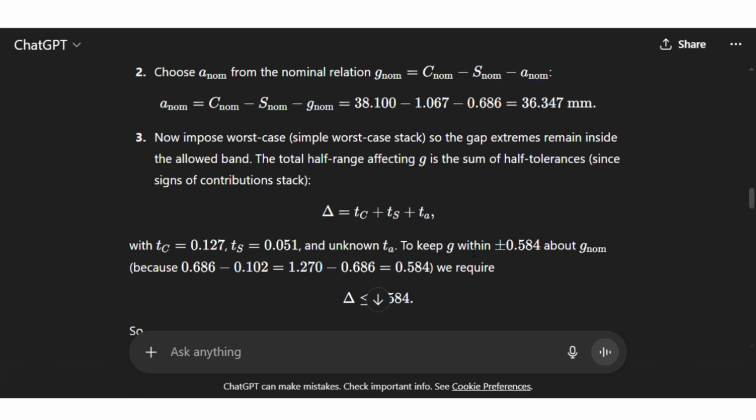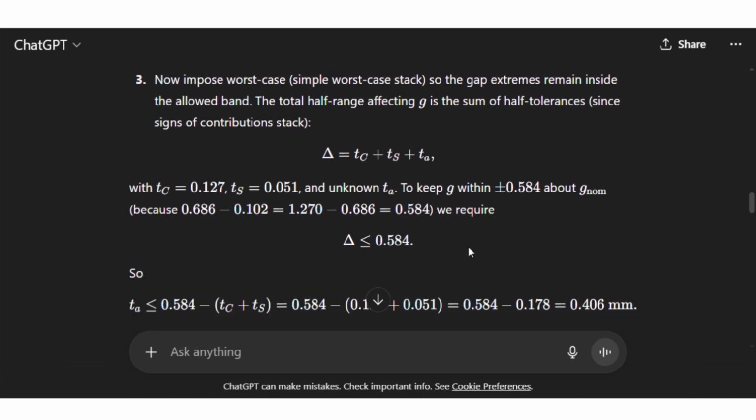Let's continue to see the worst case, simple worst case stack. So the gap extremes remain inside the allowed band. The total half range affecting G is the sum of half tolerances: tolerance of clevis, plus tolerance of snap ring, plus tolerance of alpha. That is reasonable. It uses tolerances given for all the components properly.